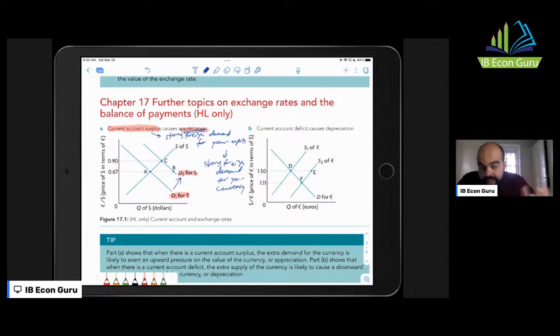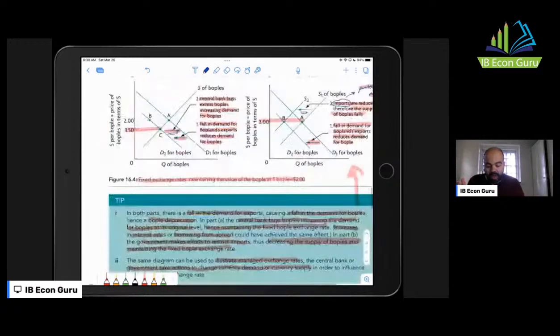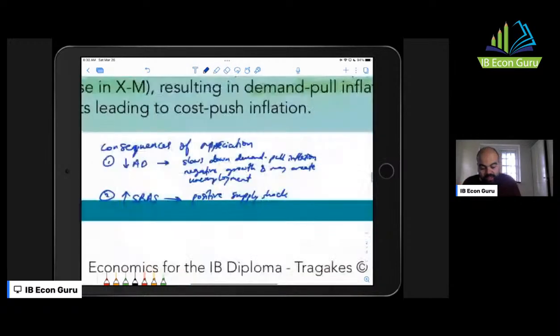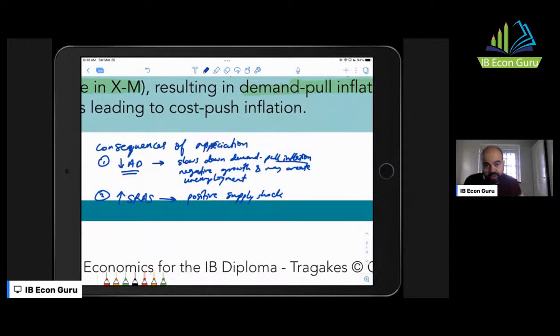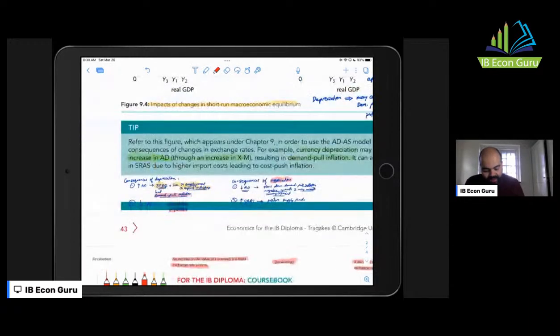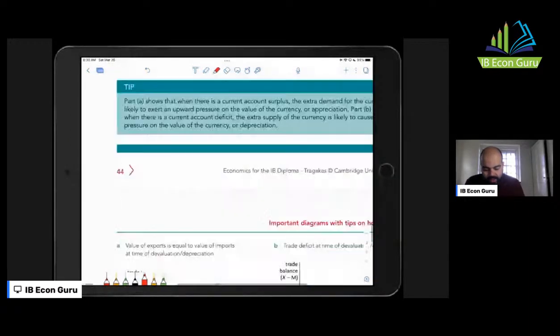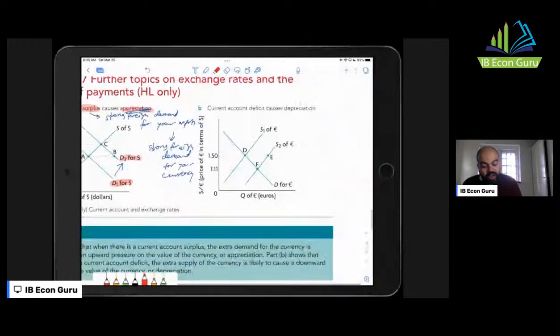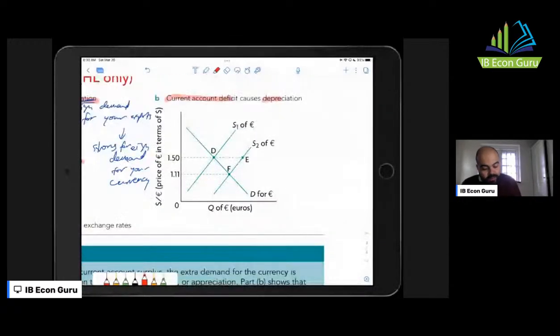Okay. And remember, an appreciation is not always a good thing, right? Because remember when I said here, an appreciation leads to a decrease in aggregate demand, which slows down demand pull inflation, but creates negative growth and may create unemployment. An appreciation, however, may also increase short run aggregate supply because it makes imported raw materials cheaper. The point is, an appreciation is not always a good thing, and a depreciation is not always a bad thing either. Okay. So a current account surplus will cause an appreciation, and a current account deficit will cause a depreciation.